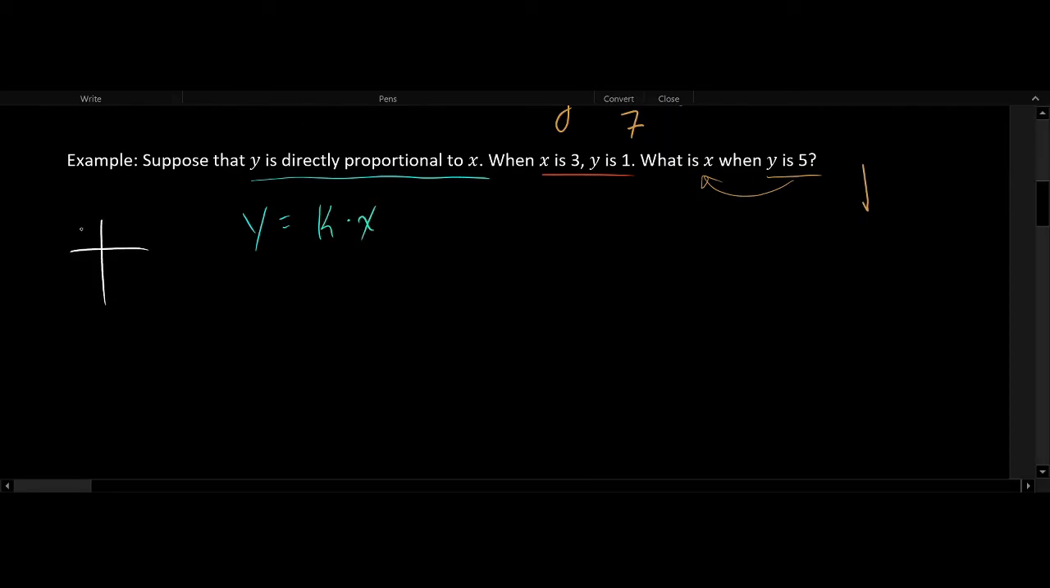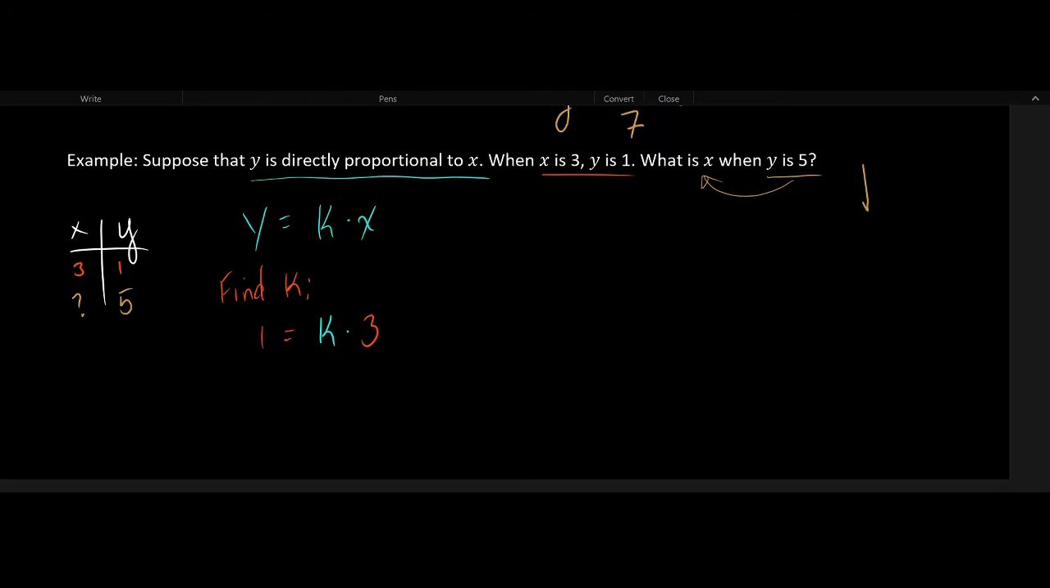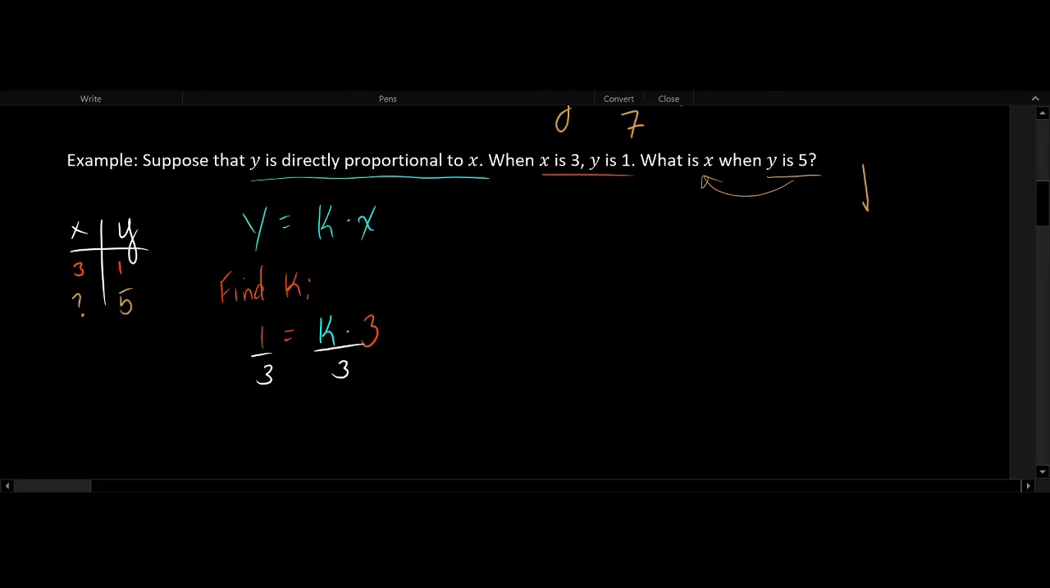And let's make a quick table to summarize the data that we have been given about x and y. When x is equal to 3, y is equal to 1. And we want to know when x is what? Y will be 5. When we change y to 5, what happens to x? So let's start by finding the k value for this problem. So I'll plug in y equals 1 and x equals 3 and solve for k. If I divide both sides by 3, I get k is equal to 1/3.